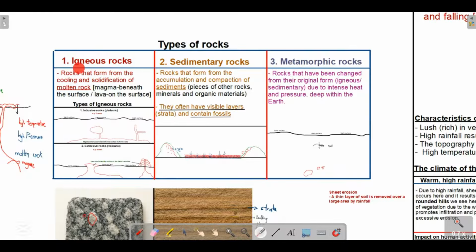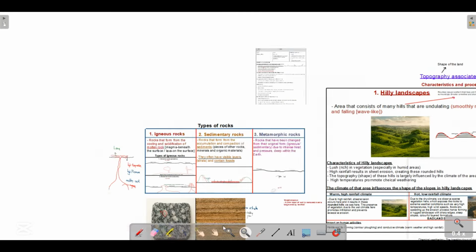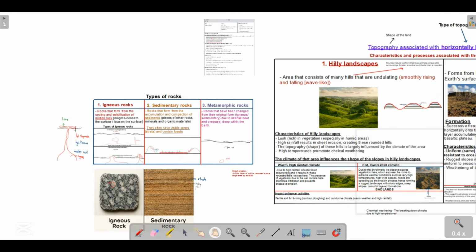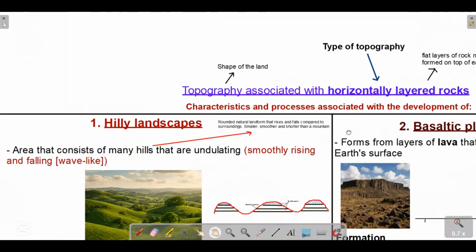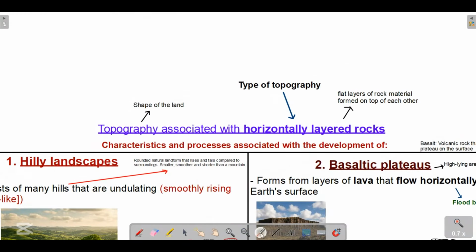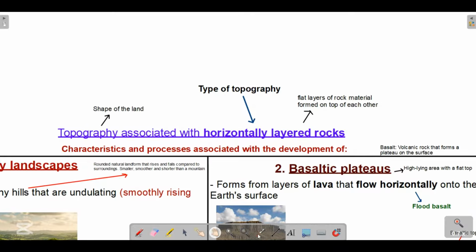But I will make a reference to the first two, the igneous rocks and sedimentary rocks, in order to ensure that you understand these different types of landscapes. So we start off with the first one, guys. But before we do that, let's first start off with some new terms. So the subtopic says topography associated with horizontally layered rocks. Topography actually means the shape of the land. How is the land shaped? What does it look like? So that is simply topography.